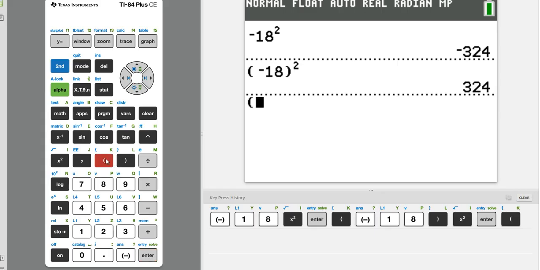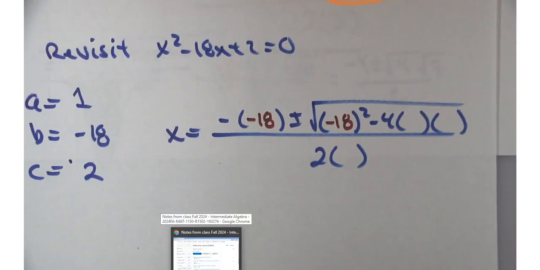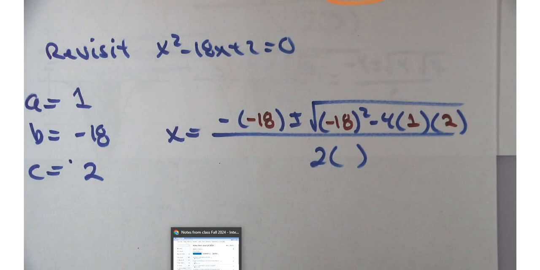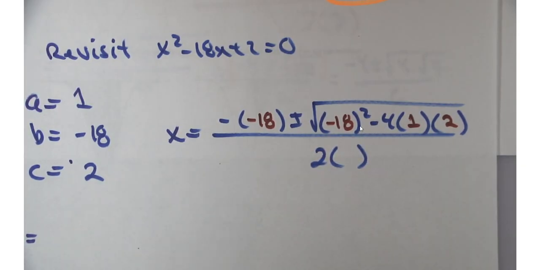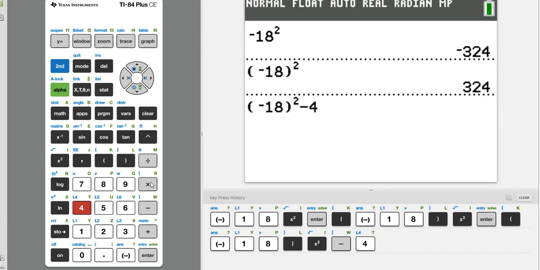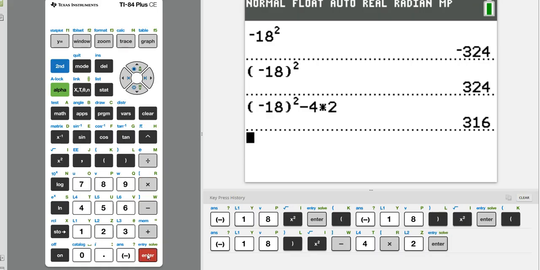Let's try figuring out the whole radicand, that expression underneath the square root. Let me write that out first. Minus 4 times a times c, which is 2. And we're going to see some nice simplification here. Let's figure out this one. I think we're going to end up with 316. But let's just check it out. Negative 18 squared minus 4 times 1, which we don't need to do, times 2, should be 316. So underneath the radical, you're going to get 316.